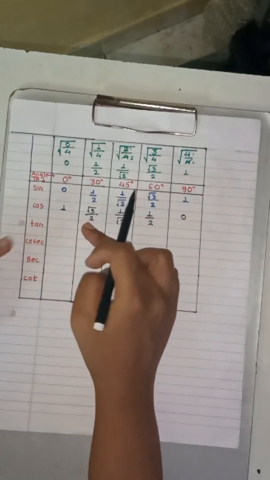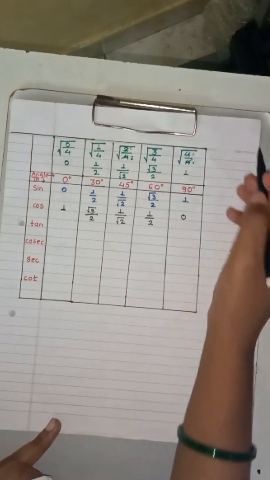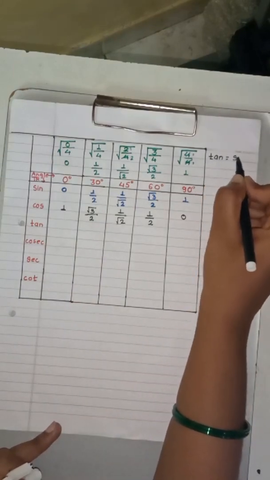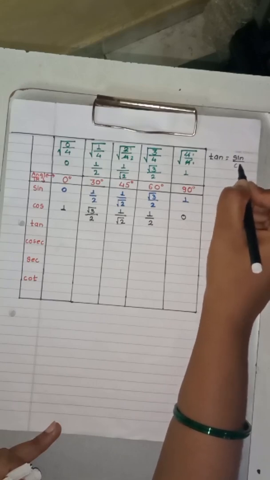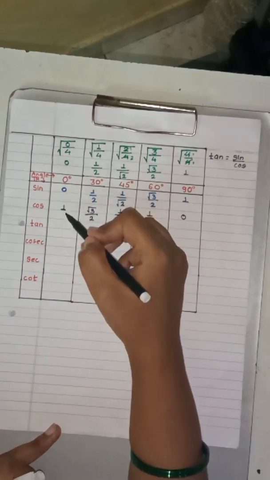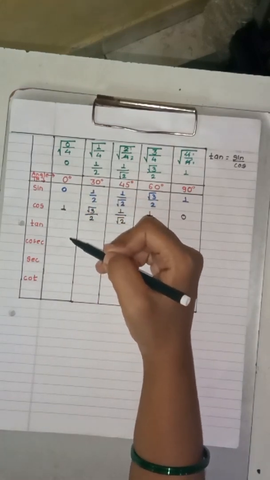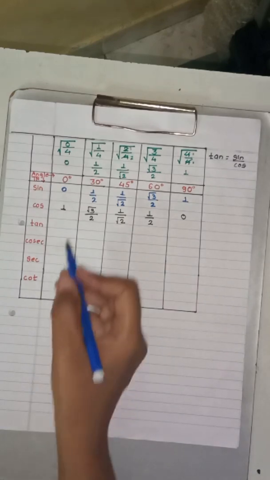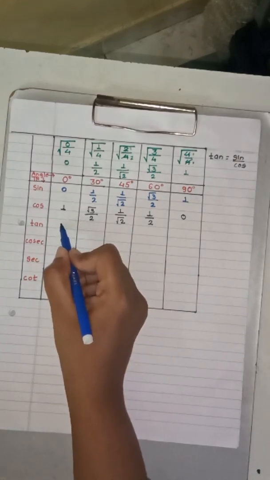Now we'll see tan. What is tan? Tan is equal to sine upon cos. So what we'll do here, 0 upon 1 is 0, so I'll write it down here. 0 upon 1 is 0.